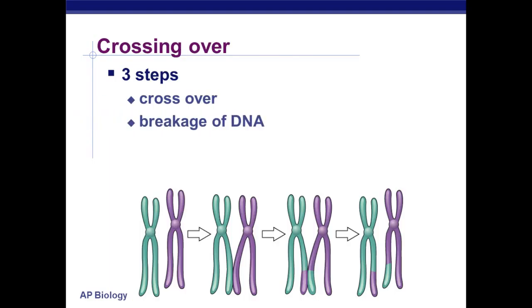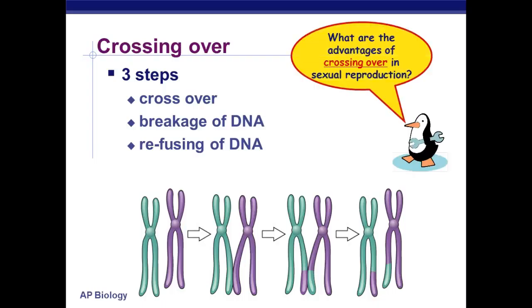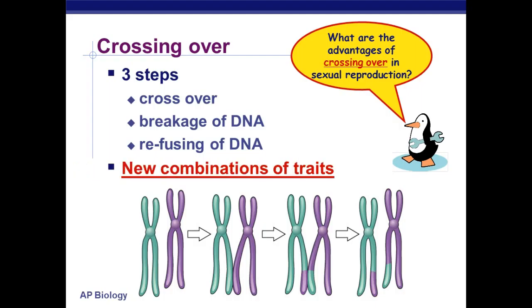So we have the crossing over, the breaking of the DNA, the refusing of the DNA. That gets us now what we call recombinant chromosomes. They've been recombined. Each chromosome now contains genes that it did not have before. Is there an advantage to crossing over in terms of sexual reproduction? Well, the answer is yes, there is. Because by recombining genes through crossing over, we can have offspring with new combinations of traits.